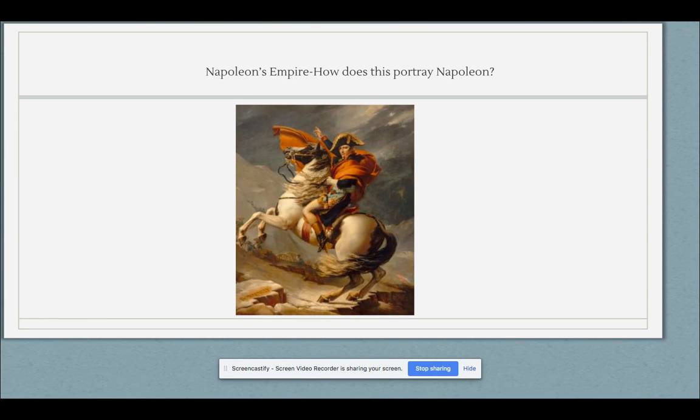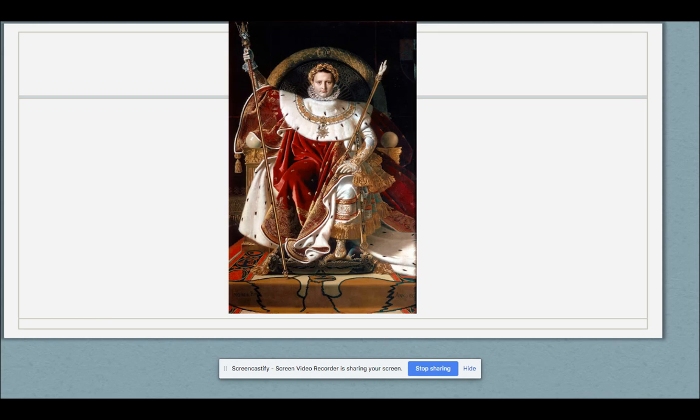I want you to consider, look at this image. How does this portray Napoleon? Stop it. A couple of things. I mean, it portrays him as a very successful military leader. This is actually Napoleon in the Alps, right? It portrays him as very powerful and very charismatic, and in many ways he was.